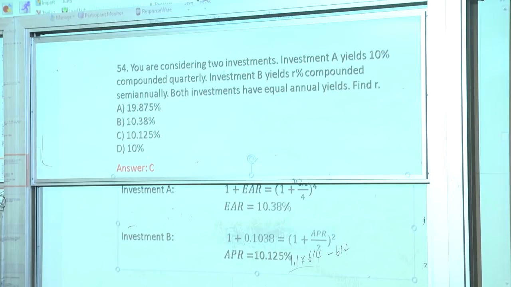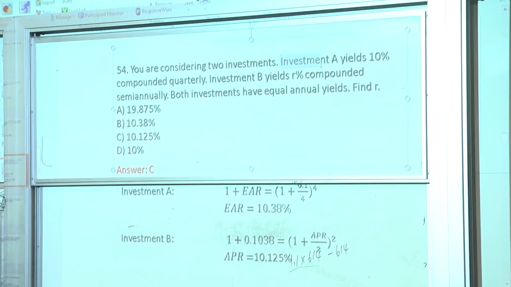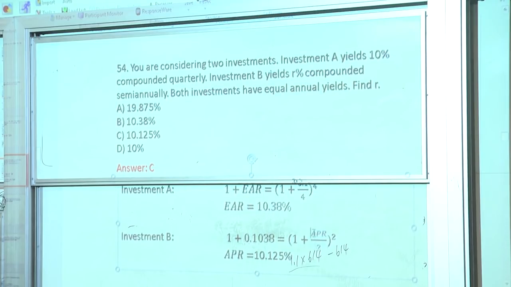So here are the 2 steps. The first thing we calculate the EAR for investment A, and the question said both investments have the same effective annual yields. They have the same EAR. So we plug in the EAR of A to the EAR of B and calculate for the APR of B. Okay, a little more tricky, but still you're using that calculator function, right? Okay, all right.